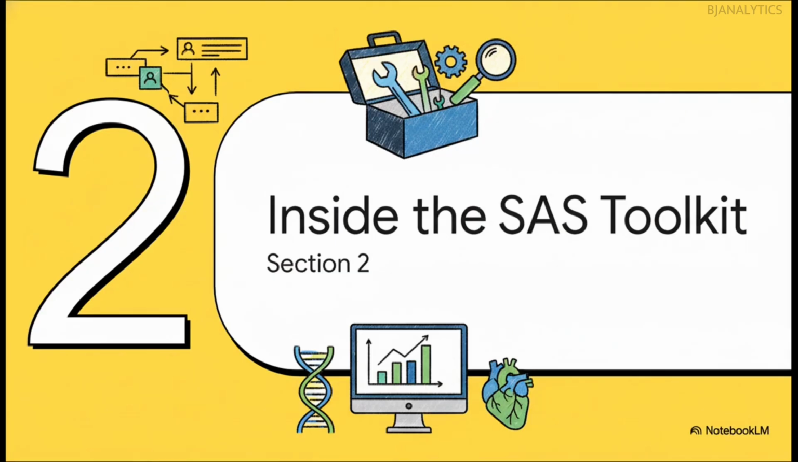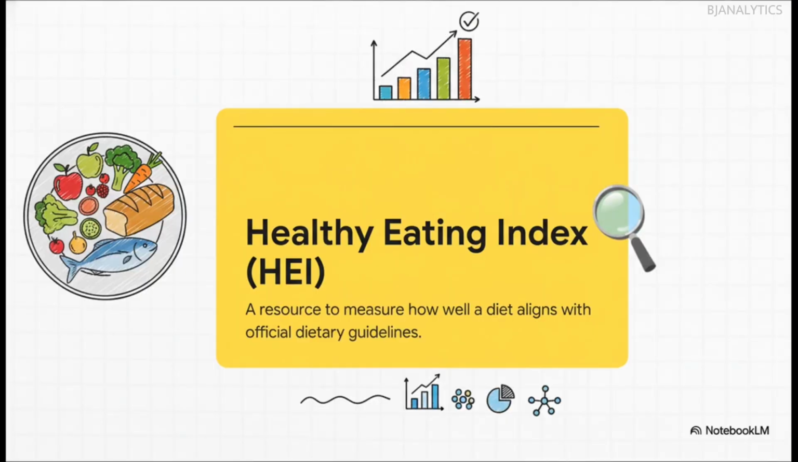But before we can write a single line of code, every good analyst knows you have to get familiar with your toolkit. So in this next section, let's go over a few key resources and concepts that are pretty essential for doing any kind of public health analysis in SAS. Okay, first up is something called the Healthy Eating Index, or HEI. The easiest way to think about this is as a report card for diet quality. It lets us take all this raw food data and give it a score from 0 to 100. It's a standardized way to measure how well a person's diet lines up with the official guidelines. It's an absolutely crucial benchmark for our analysis.